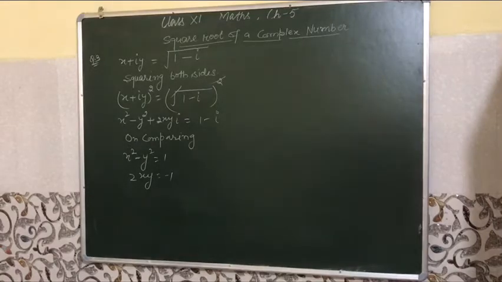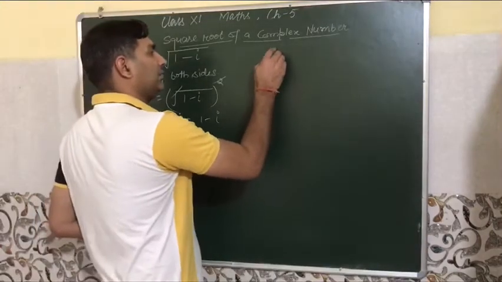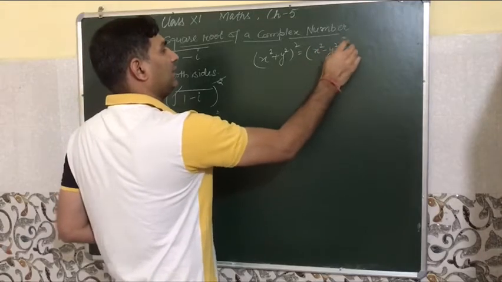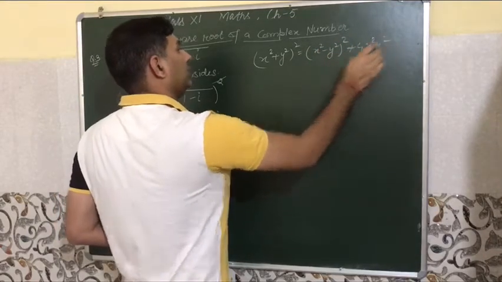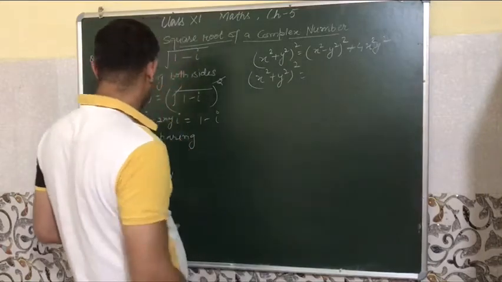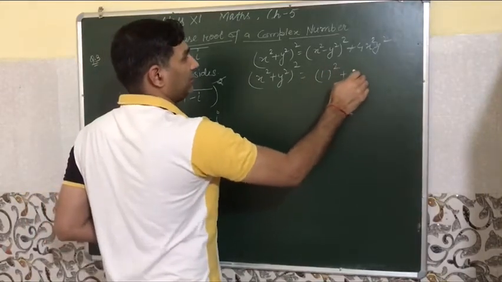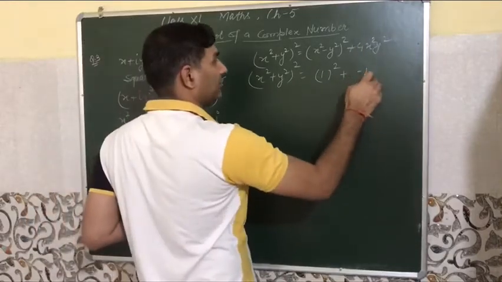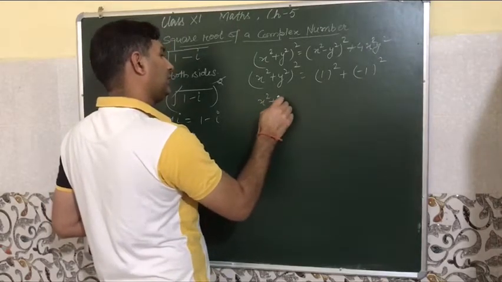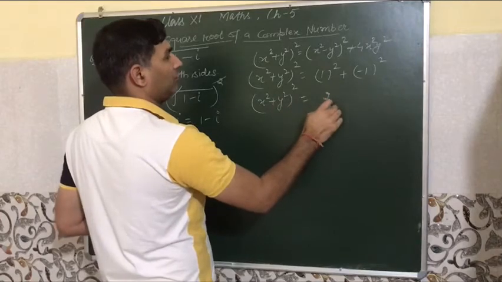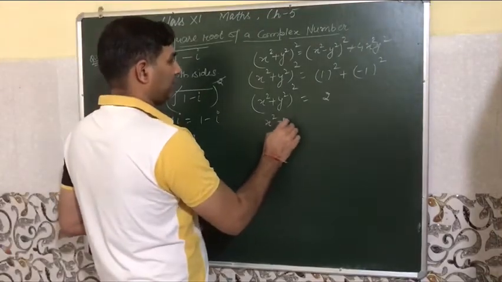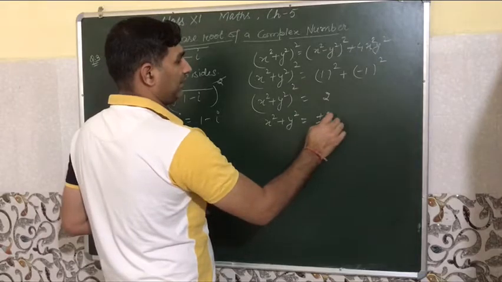So we will take from here, then we have the formula: (x square plus y square) and their whole square is equal to (x square minus y square) and their square plus 4x square y square. Then use this identity: then (x square minus y square) whole square is 1 square, this 1 square plus 4, this square of this term, this minus 1 whole square. That means (x square plus y square) and their square is equal to 2.